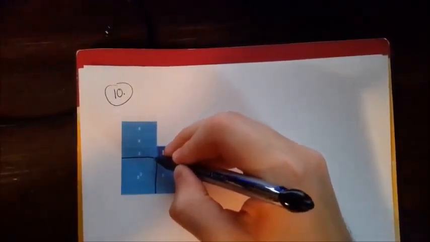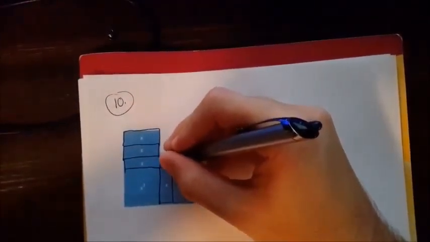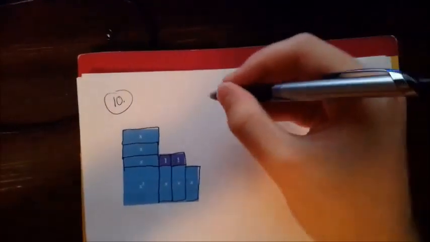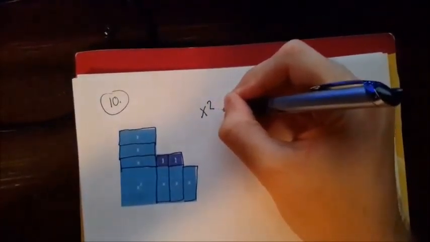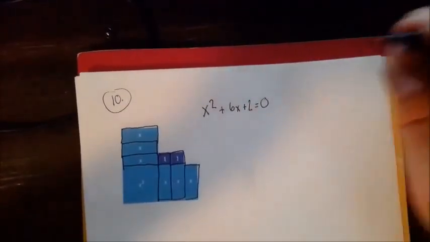If we wanted to graph this by using our algebra tiles, we could use our x squared box, a 1x, a 1x, and another x. Over here we will have another 3 x's, and lastly we have our 2 positive 1 tiles. So this is our equation, x squared plus 6x plus 2 equals 0.